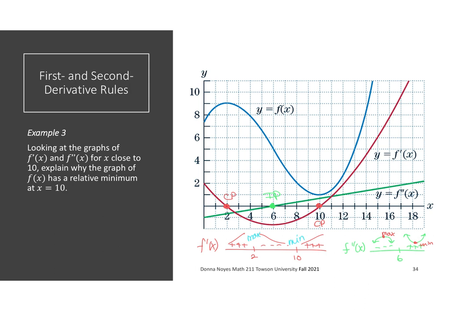right, we have at x equals 10, f prime of x equals 0, and f double prime of x at 10 is positive. So that implies that x equals 10 is a relative or local minimum.